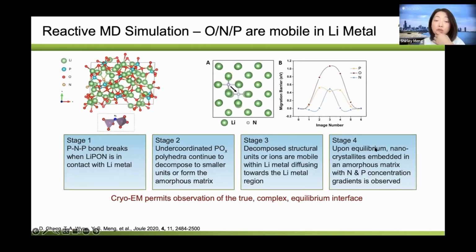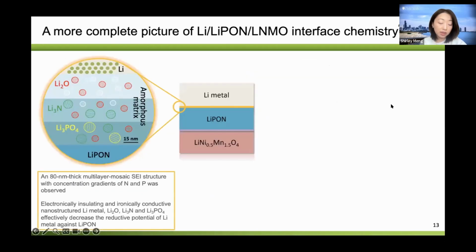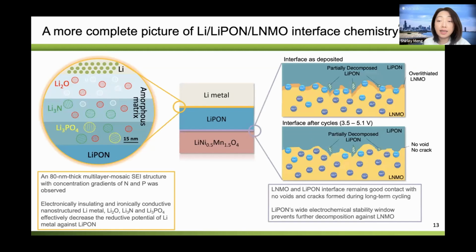And this is eventually the reason why we see a very complex gradient multi-mosaic interface picture between lithium and the LiPON. However, this interface is indeed self-passivating. It does not grow more than 80 to 100 nanometer. So it's good news that the lithium and the LiPON is indeed quite stable.